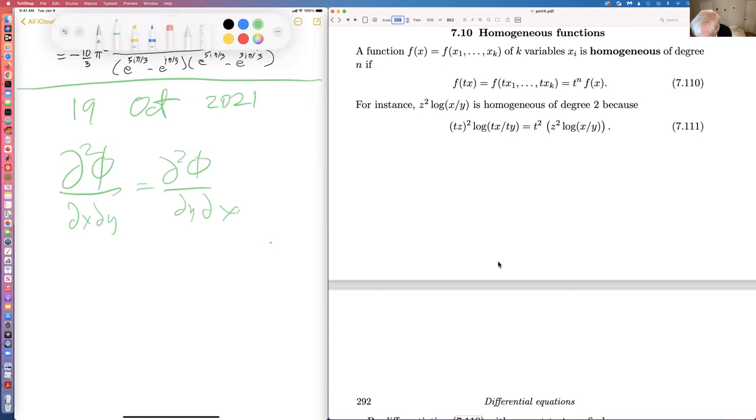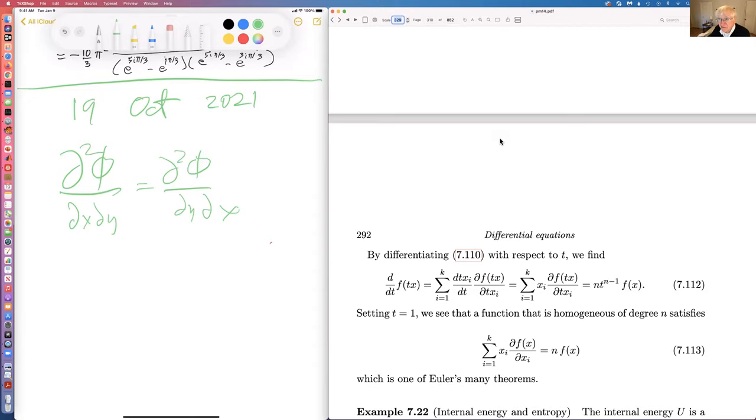A concept that's very important in physics, because it occurs a few times and makes our lives simpler, is the idea of a homogeneous function. So homogeneous functions, like Dirac delta functions, are your friends. A function of k variables is said to be homogeneous of degree n if f of tx, that is to say tx1, tx2, dot, dot, dot, txk, is t to the n times f of x. An example is z squared log x over y, because here if you take x, y, z and multiply each one by t, the x and y parts cancel, but you have t squared out here. And so indeed, this is homogeneous of degree 2.